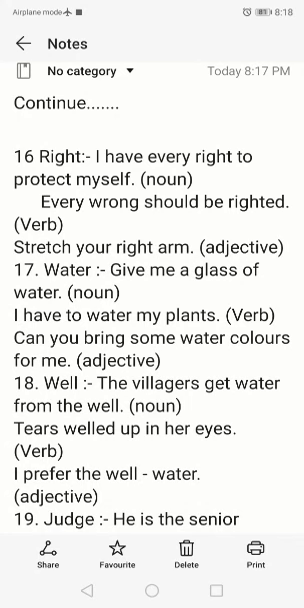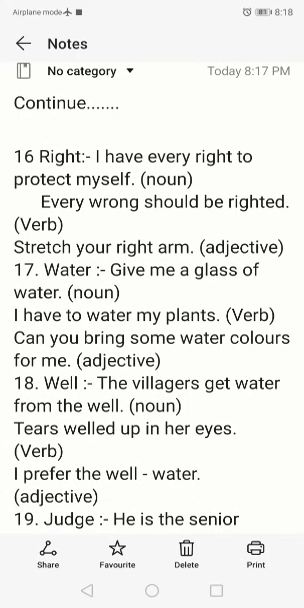The 16th word is right. Right as a noun mainly means power. I have every right to protect myself. I have every power. So here right is used as a noun.